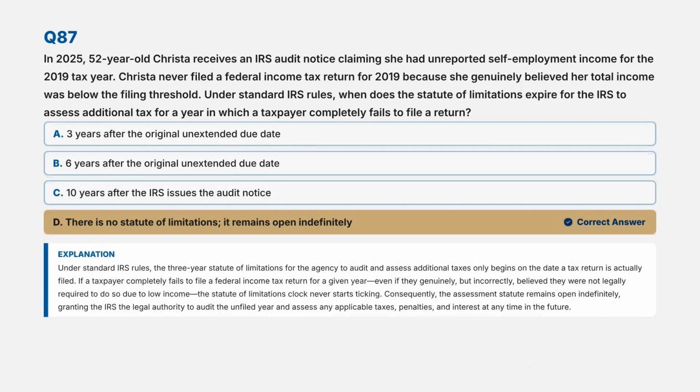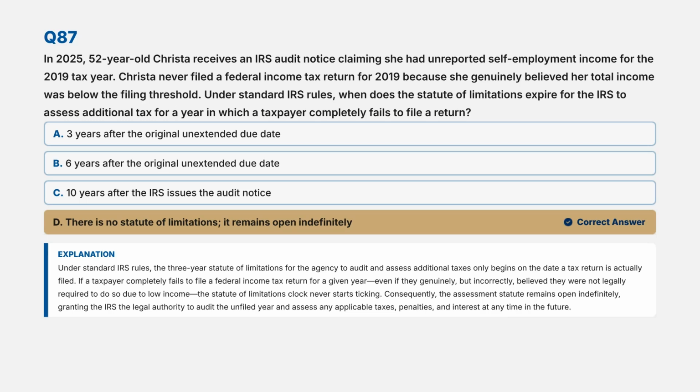The correct answer is D. There is no statute of limitations. It remains open indefinitely. Under standard IRS rules, the 3-year statute of limitations for the agency to audit and assess additional taxes only begins on the date a tax return is actually filed.